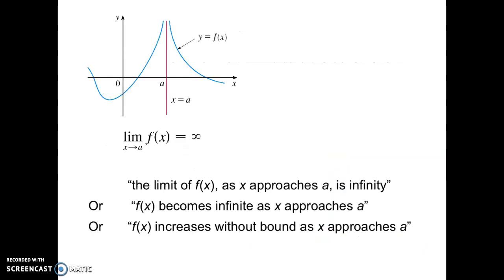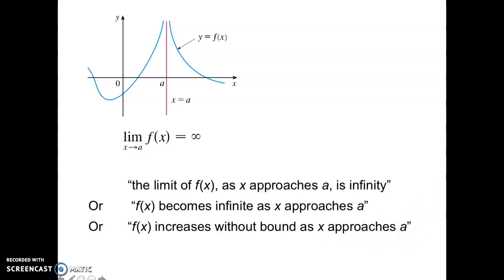Now, the limit as x approaches a given number from both sides can look something like this, where we tend both sides in the same direction. We say tending toward infinity. We say the limit as x approaches a is infinity, or f of x becomes infinite as x approaches a, or we say f of x increases without bound as x approaches a.